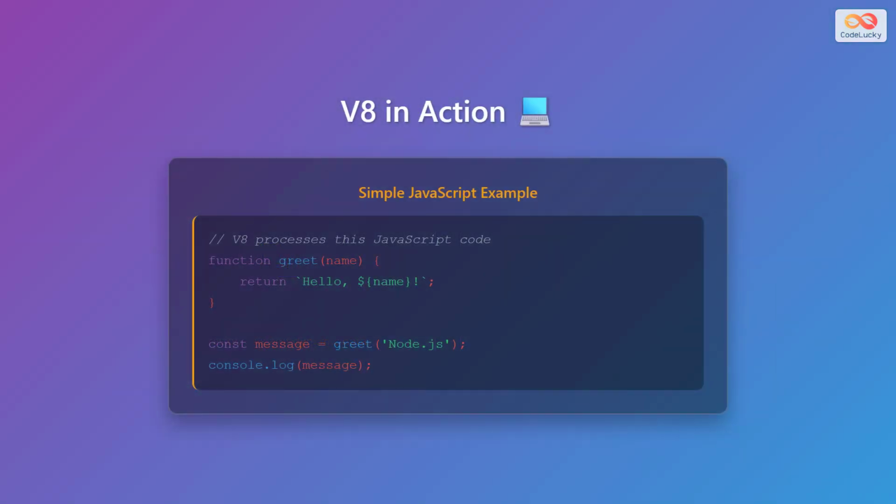Here is an example of V8 in action. Consider this JavaScript code. Function greet, which takes name as a parameter, returns the string "Hello" and the name, and this entire thing is assigned to a constant called message. Then the console.log prints this message.